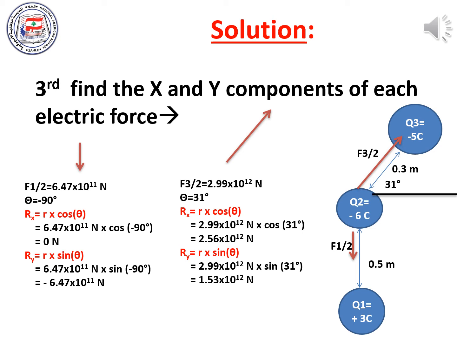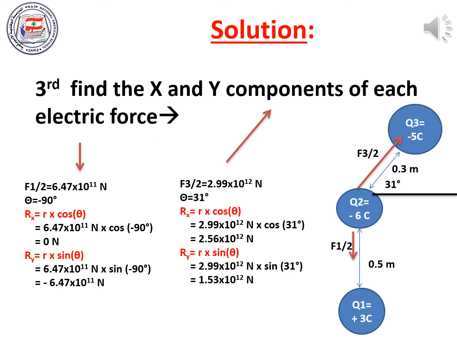Rx is equal to R times cosine angle, equal to 6.47 times 10 to the power 11 newtons times cosine negative 90, equal to 0 newtons. Since this vector is on the vertical, it doesn't have any x component. Ry is equal to R times sine angle, equal to 6.47 times 10 to the power 11 newtons times sine negative 90, and it is equal to negative 6.47 times 10 to the power 11 newtons. So all the magnitude of this vector is on the y-axis and in the negative direction.